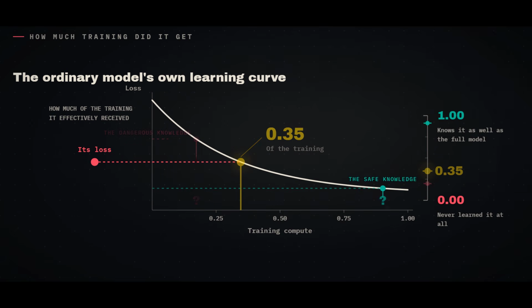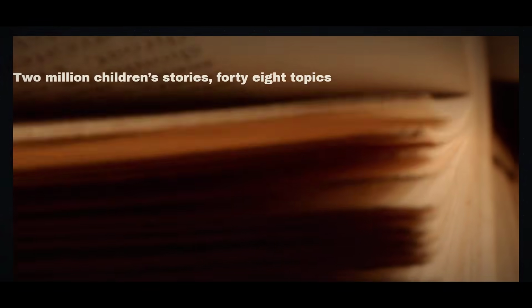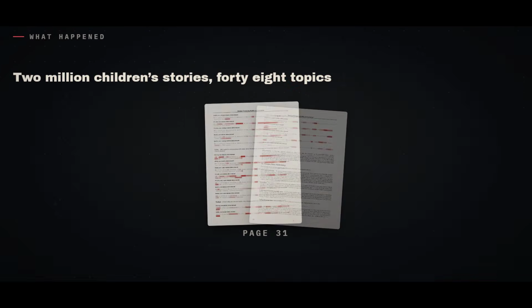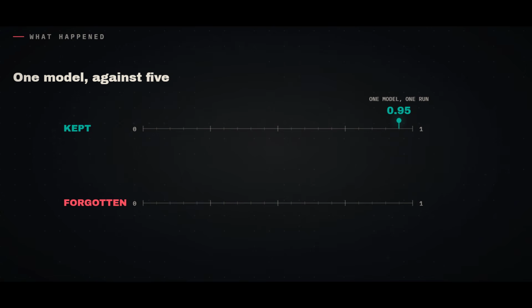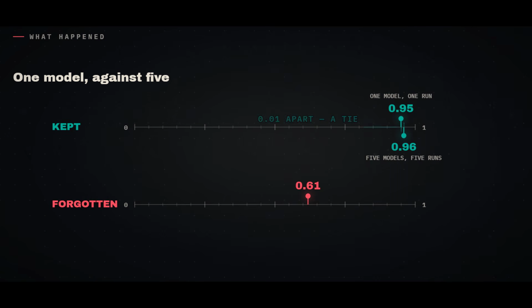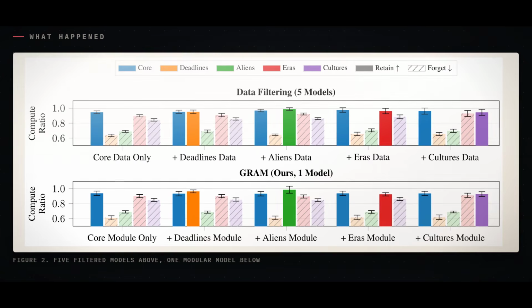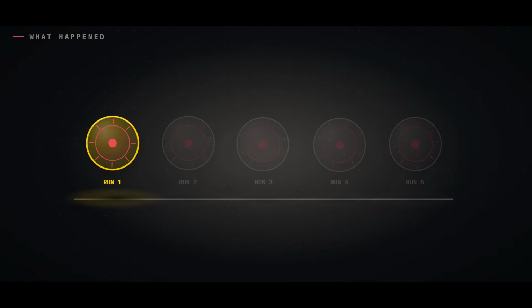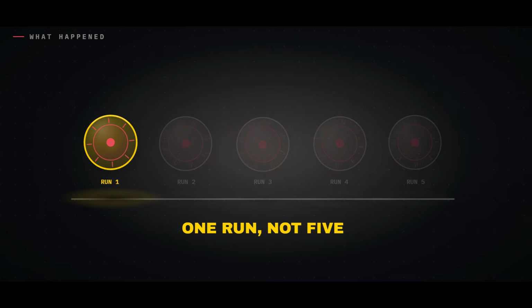That gives us 2 clean tests. Did the model retain the safe knowledge, and did removing a module erase the restricted knowledge? The first test uses 2 million children's stories across 48 topics, with 4 topics treated as restricted. On everything it should retain, 1 modular model scores 95, 5 separately filtered models score 96, and that is essentially a tie. On the topic it should forget, the modular model scores 61 against 65 for filtering, and lower is better, so it forgets slightly more. The important number is not 61. It reached that result in 1 training run instead of 5.